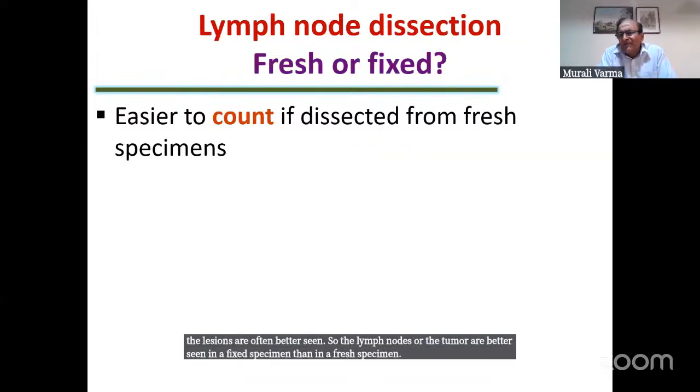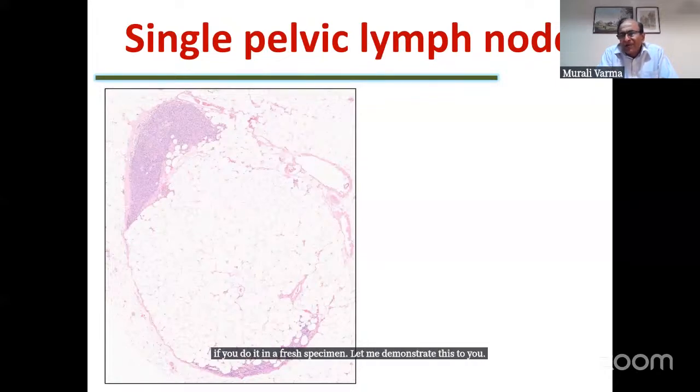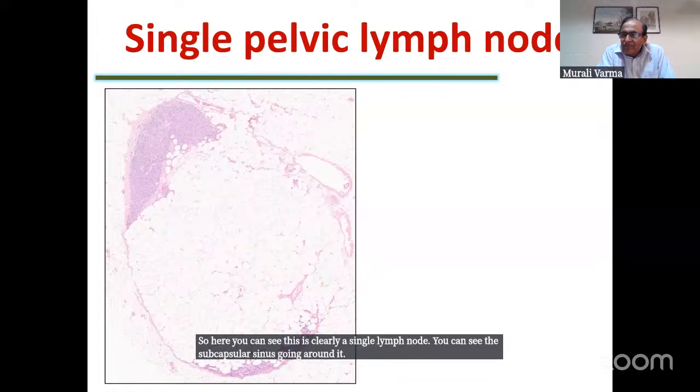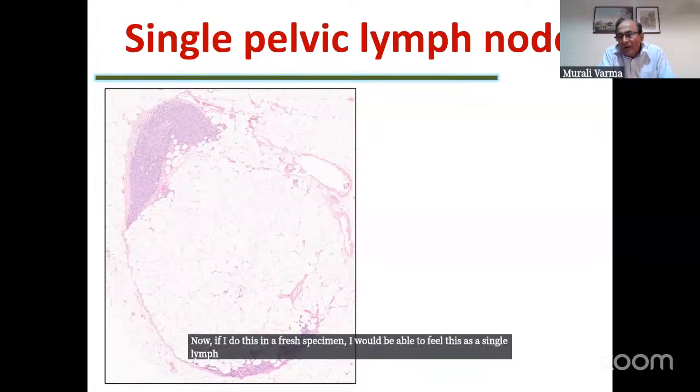This is particularly true in lymph node dissections. Should we dissect lymph nodes in a fresh specimen or a fixed specimen? Lymph node counts are definitely more reliable if you do it in a fresh specimen. Let me demonstrate this to you. This is a pelvic lymph node, and as pelvic lymph nodes often are, it is very fatty. Pelvic lymph nodes often have a central fatty bit and some lymphoid tissue at the periphery. Here you can see this is clearly a single lymph node. You can see the subcapsular sinus going around it. If I do this in a fresh specimen, I would be able to feel this as a single lymph node, and I would report it as one lymph node.